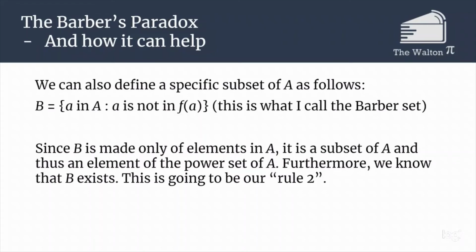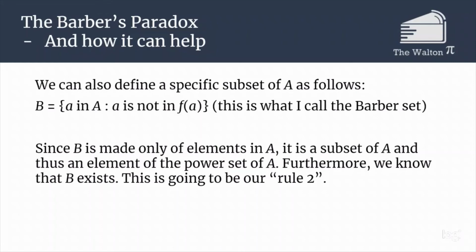So first off, we have to check, is this an element of the power set? So yes, it's only elements in A, so it is going to be a subset of A, and thus it's going to be an element of the power set of A. We also know it's going to exist because it is a subset. Like, it's not possible for this set not to exist. And this is going to be our rule 2.